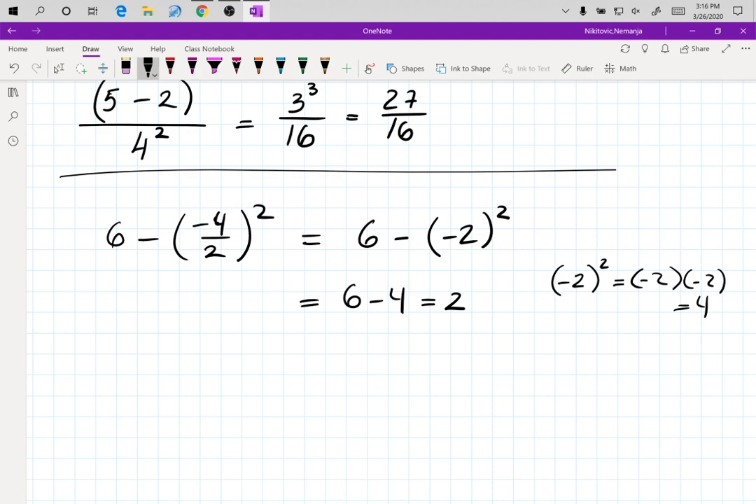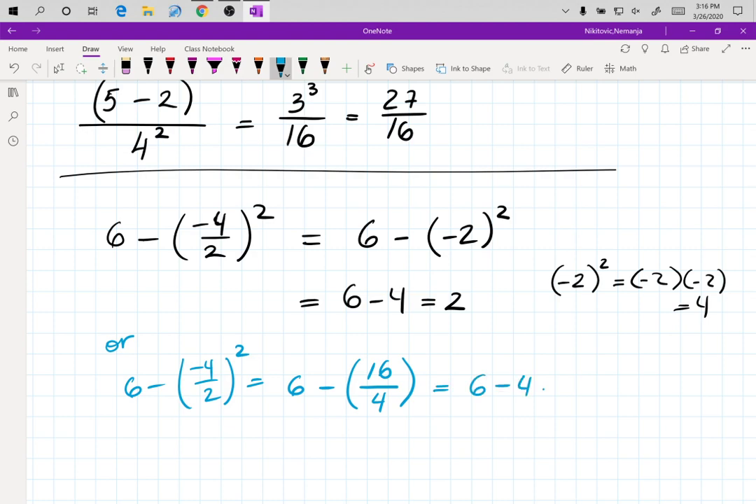So that's one of the ways to do the problem. Or maybe you want to apply the square before you deal with the division in the parentheses. So negative 4 times negative 4 will be positive 16, divided by 2 squared, which is 4. And now 6 minus 16 divided by 4, which is 4. You still get 2. You must get the same answer. There is no debate there, right? The answer always has to be 2, just which way we get to it.